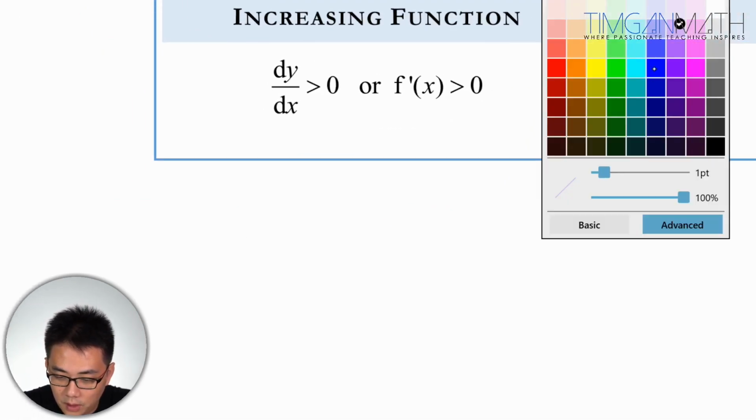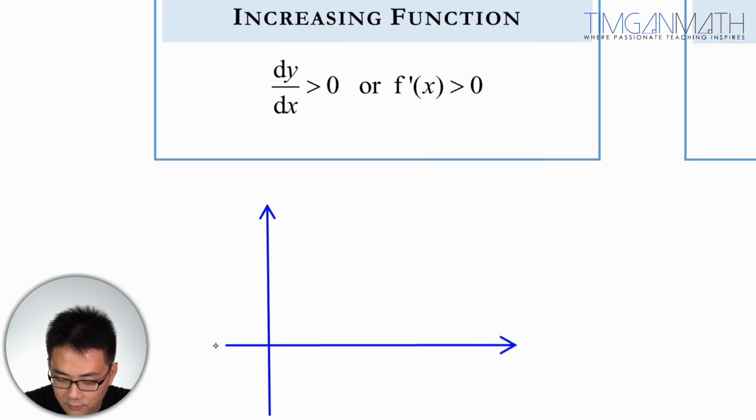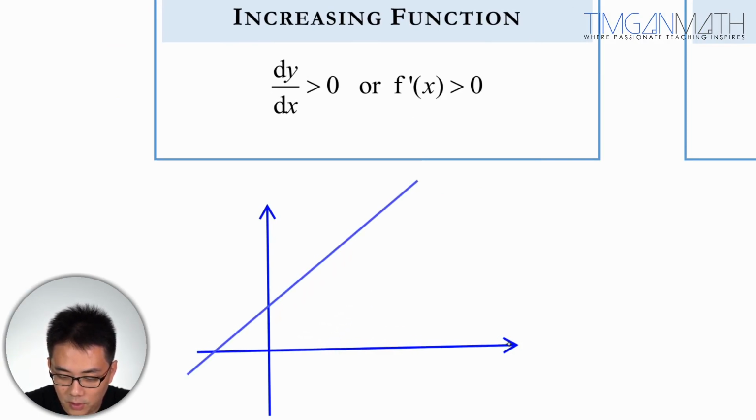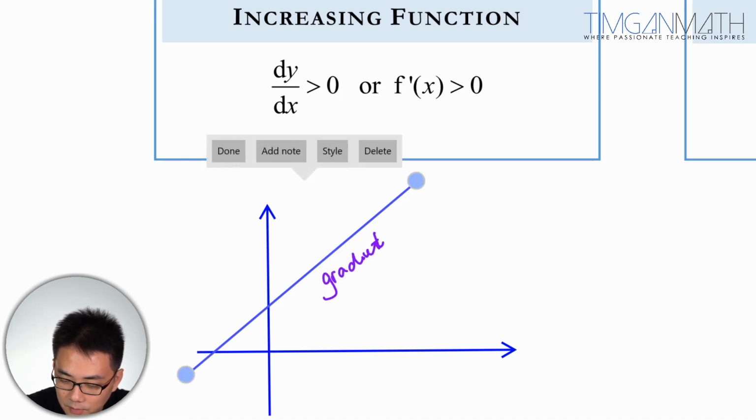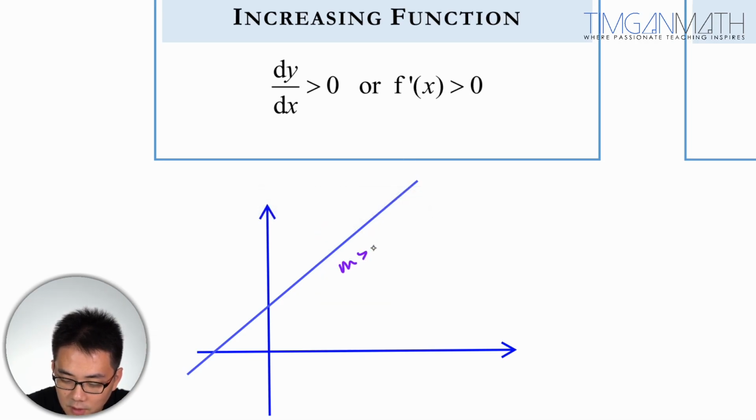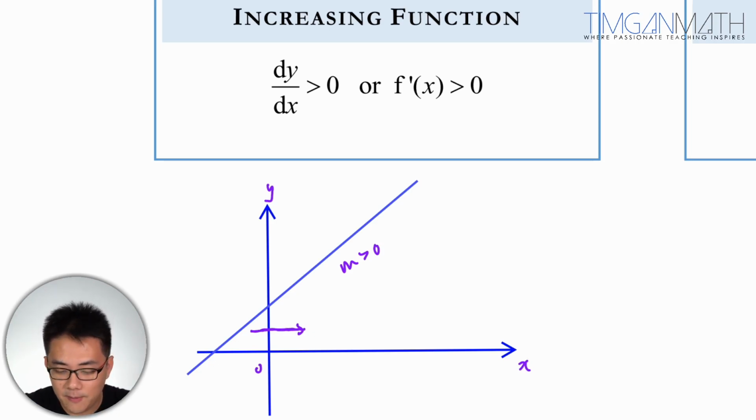What we learned in E-math is that, for example, this has a positive gradient. The gradient is positive, so m is positive. The gradient is positive because as x increases, you're moving from here to here. You always move from left to right on the Cartesian plane, and y is increasing. As x increases, y is increasing.